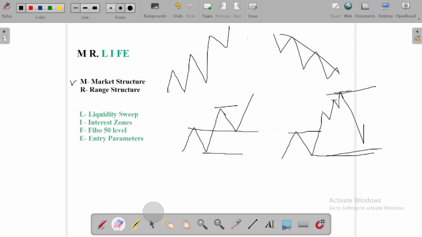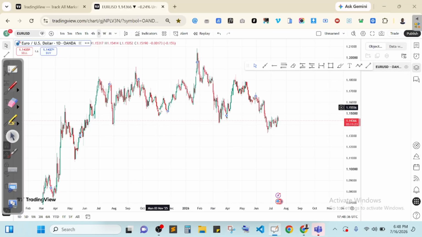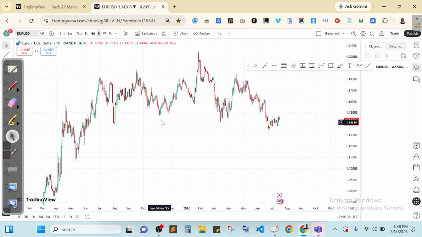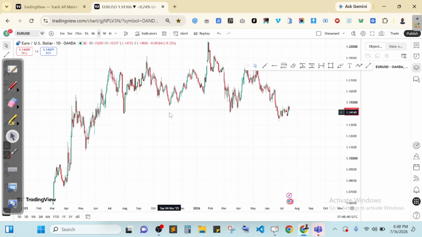So before I proceed to liquidity sweep and interest zone, let me show you from the chart how to identify market structure and range structure. And if you want to do that, you do that on the daily time frame. Daily time frame. So now look at this chart. What can you say about this chart? If I ask you what is the trend of this market presently, right?